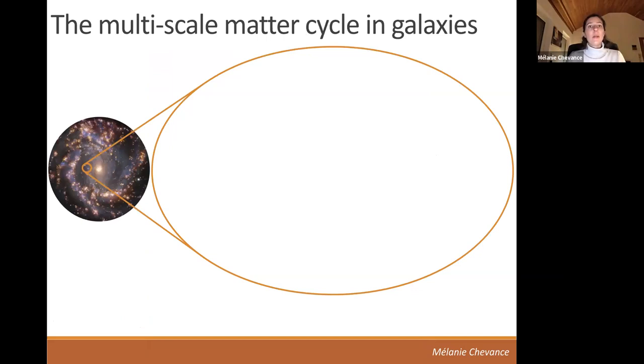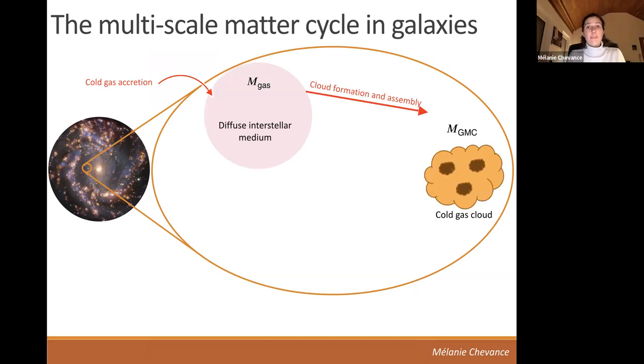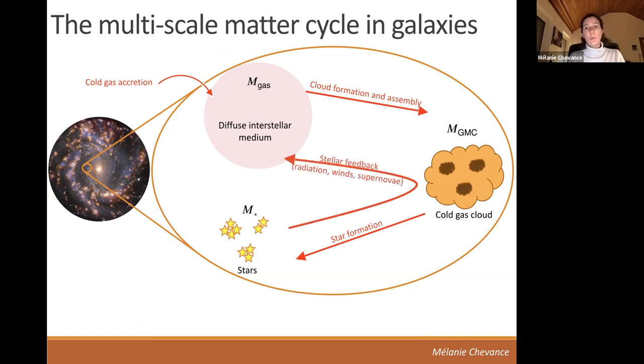So very schematically, we can represent this cycle as such, where cold gas accretes onto galaxies in the form of diffuse interstellar medium. Within this diffuse medium, clouds will form and assemble, and in the denser part of these clouds, stars will eventually form. The stars will emit radiation, and at the end of their life they will explode as supernovae. And the stellar feedback will participate in disrupting the parent clouds and redistributing the matter, the energy, and momentum back into the diffuse interstellar medium.